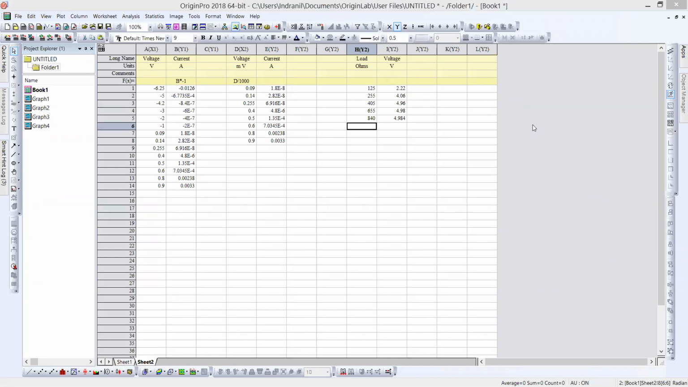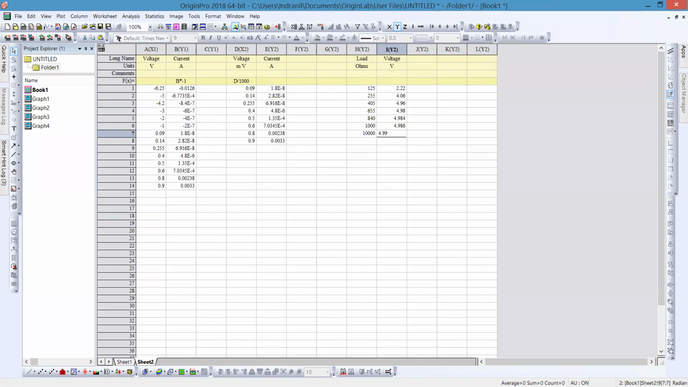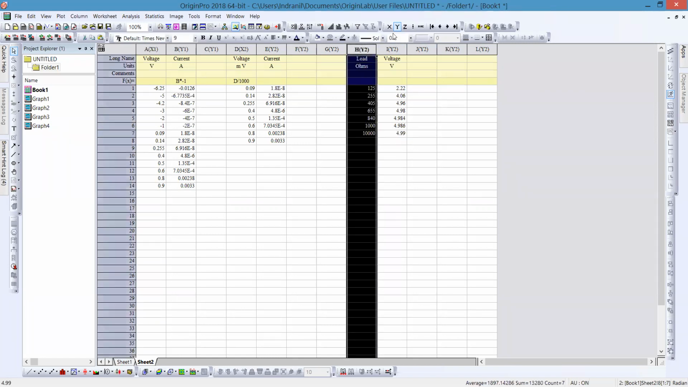Next 1 kilo ohm, 4.986. And 10 kilo, right? Yes, sir, 10 kilo ohm, 4.99. Okay. Now plot it.